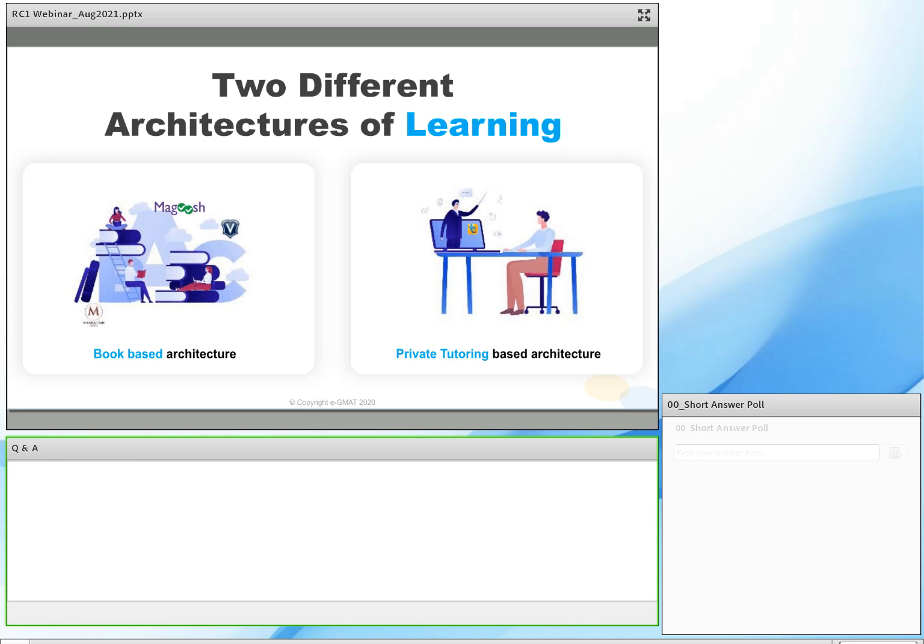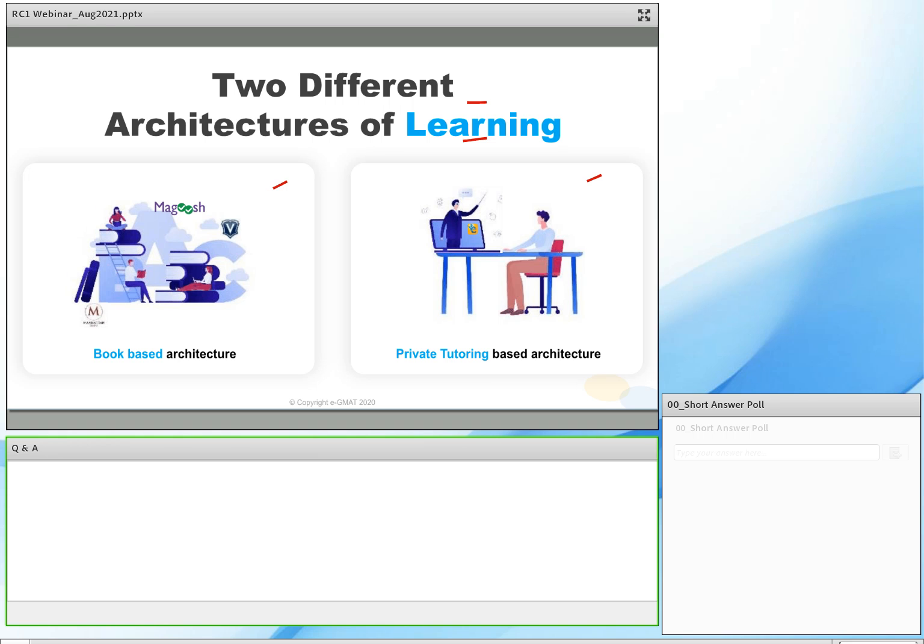When you talk about cracking an exam, there are some things that you need to learn. And this is where something called learning architecture becomes very important to understand. To learn anything, not just for GMAT, but if you're preparing for any exam, there are typically two architectures of learning that you can follow. One is called a book-based architecture, and the other is called a private tutoring-based architecture.